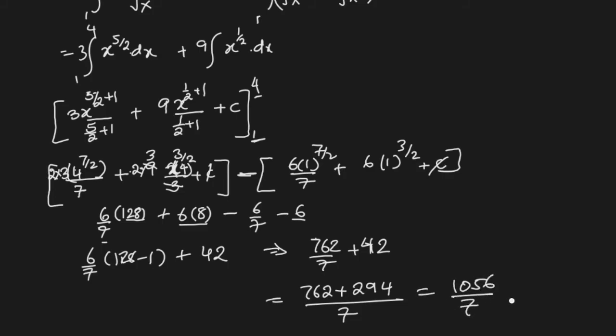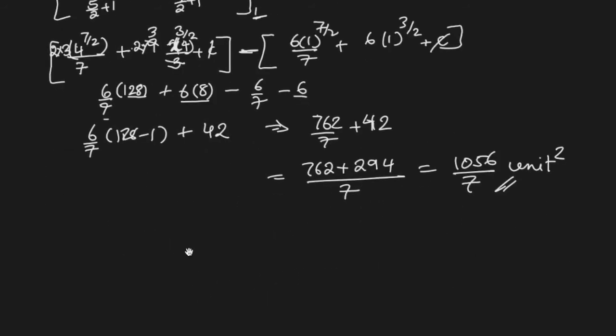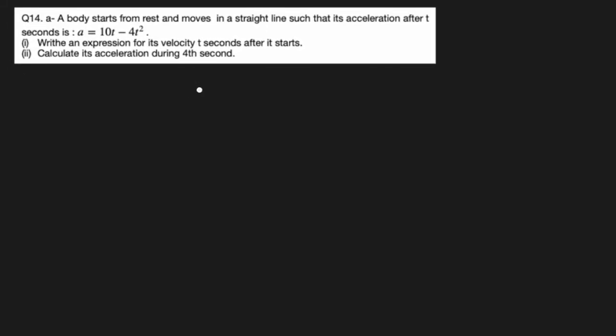Okay, let's not simplify beyond this. This is the area under the curve, units is square. Okay, what about the next one? Question number 14a. A body starts from rest. Okay, so body starts from rest means u is 0 and moves in a straight line such that the acceleration after t seconds is this.